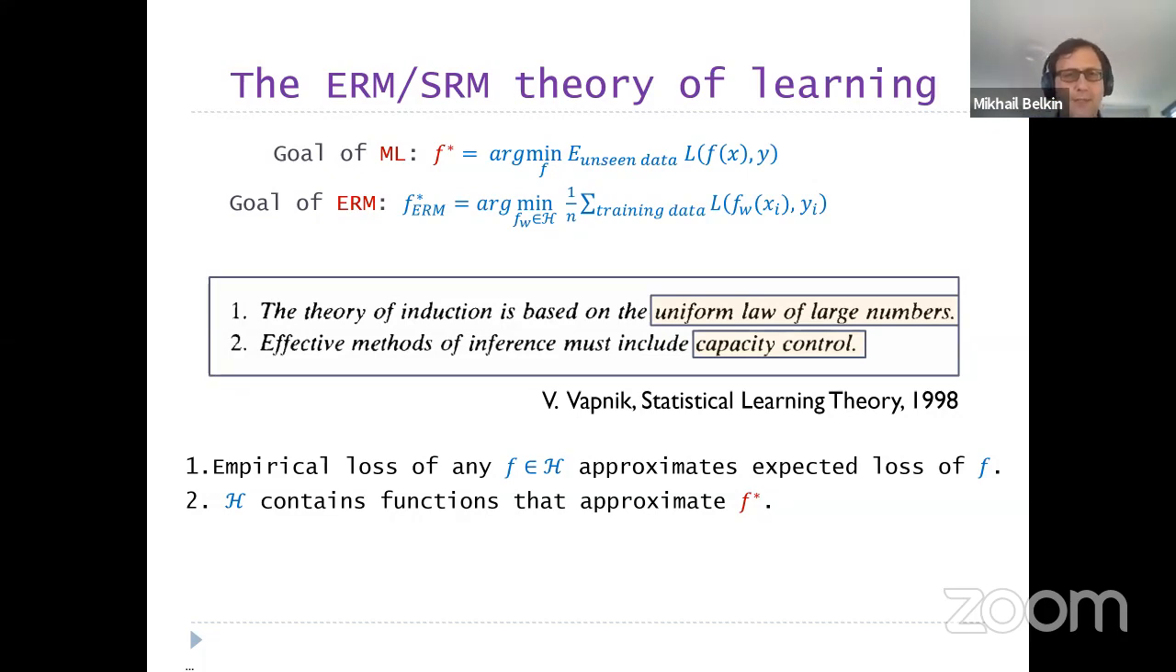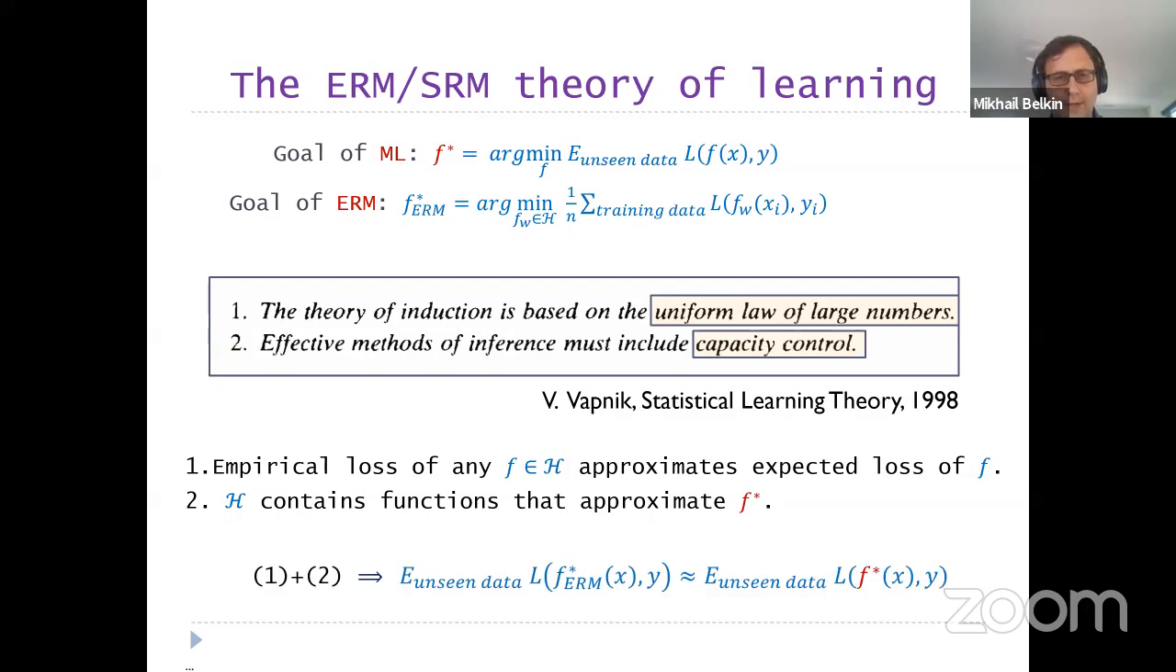Now, it is easy to see that if you have 1 and 2 together, then the loss of the empirical optimal and the loss of the true optimal will be similar. That's kind of the main result of this line of investigation. To connect the loss of F star and F star ERM. And of course, if we can find a function like that, F star ERM is good, because it's close to the best.